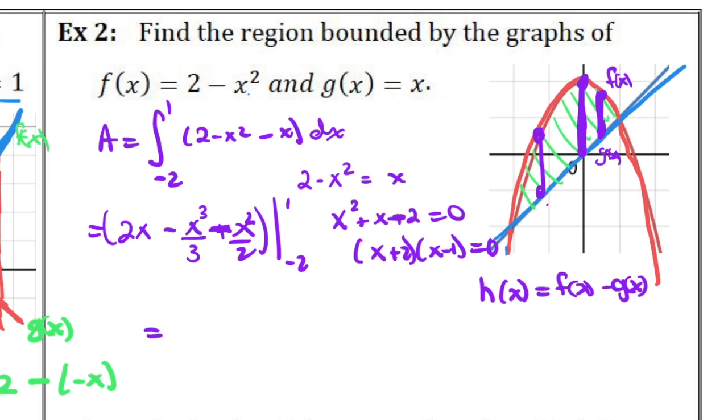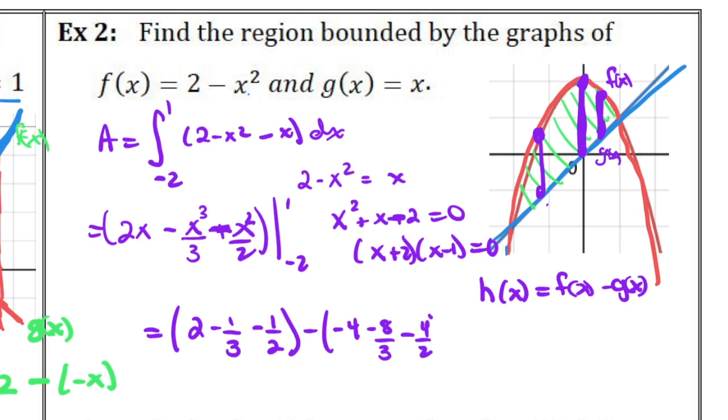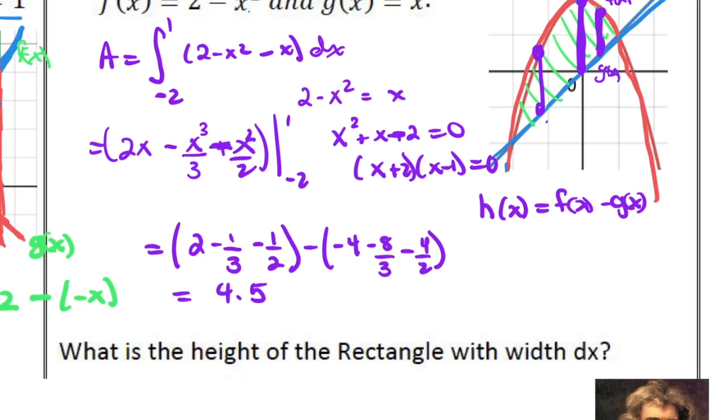Now recall, when you are taking your test, the AP exam does not require you to simplify all the way. I do require you to simplify. I know that's not fair, but I want you to get into the practice of good arithmetic because that is a skill that you would need. So if you were taking the AP exam, you could leave your answer just like this, or you could simplify it and get a 4.5. So what is the height of the rectangle with width dx? Once again, that would be h of x equals 2 minus x squared minus x.